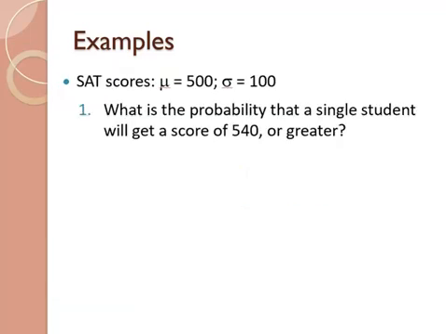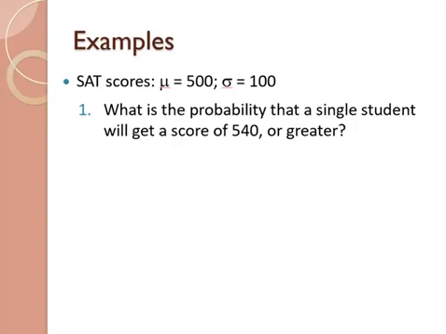Let's do some SAT stuff. We've got, again, a population mean of 500 and a population standard deviation of 100. What is the probability that a single student will get a score of 540 or greater? This is interesting. This is the way that we've been doing it since chapter 5.